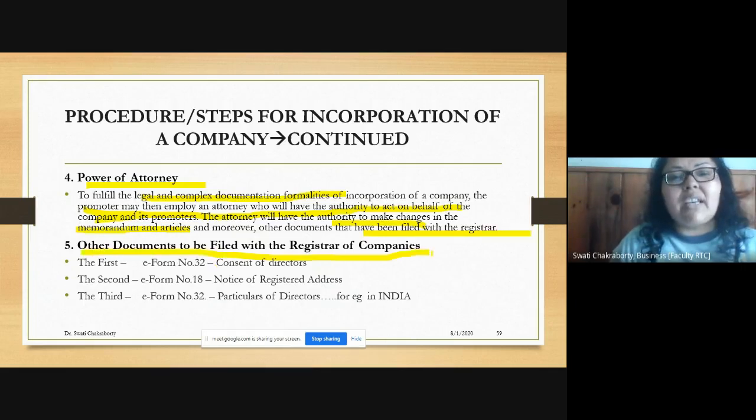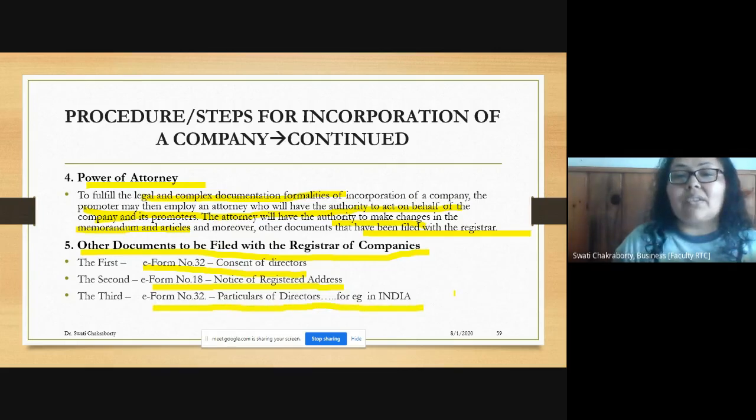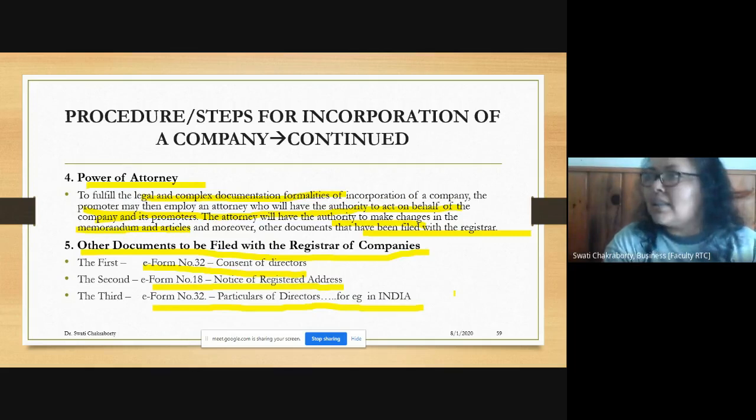Fifth stage is other documents to be filed with the registrar. It's E-form number 32, that is consent of directors. E-form number 18, that is notice of the registered address. E-form number 32, that is particulars of directors. Example, like in India, we have this.